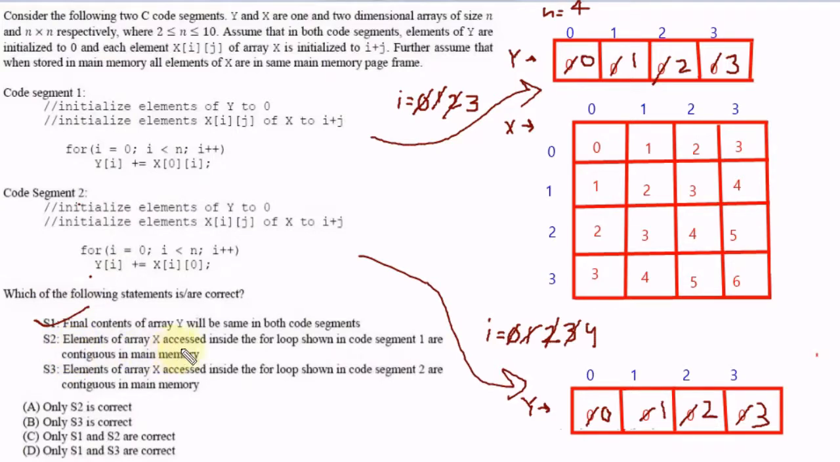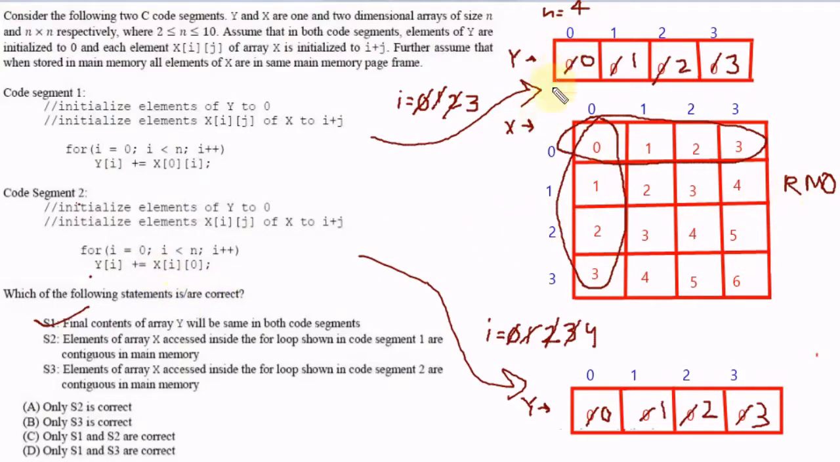Now, for the elements of array x accessed inside the loops: in segment 1 we access these values, and in segment 2 we access these values. By default we assume that our 2D array is stored in row major order. So this row, then this row, this row, this row will be stored one after another. This is the default.